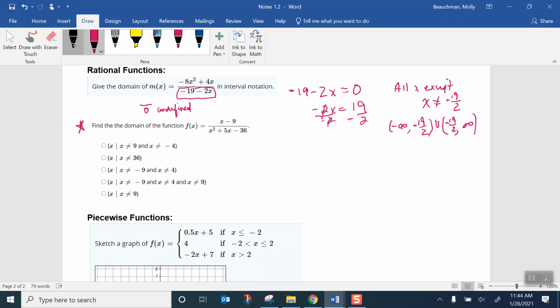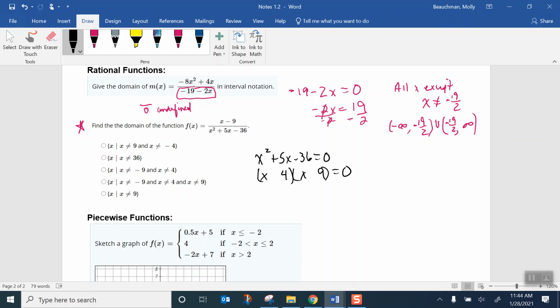So if we want to find the domain of the function f of x equals x minus 9 over x squared plus 5x minus 36, we take the denominator x squared plus 5x minus 36 and set it equal to 0. And this will tell us what values of x we can't use. Factor, we get x.